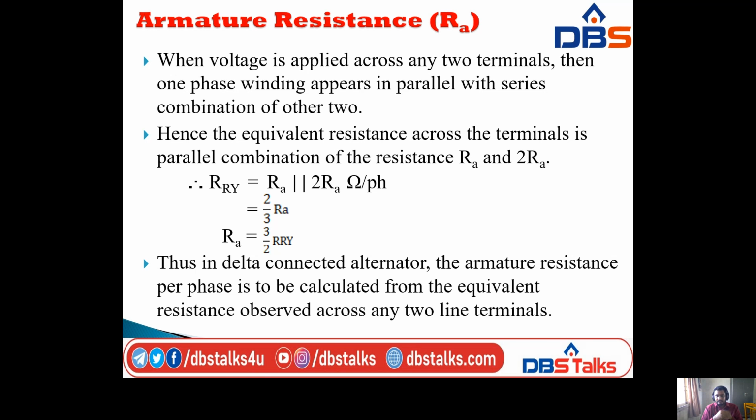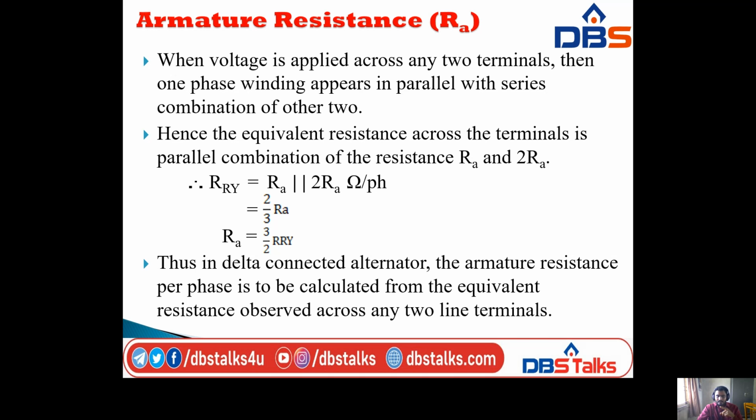That is for the delta connection and star connection. So we have the armature resistance value. For the star connection, RA is equal to 1 by 2 R_RY, and in the delta connection, RA is equal to 3 by 2 R_RY.